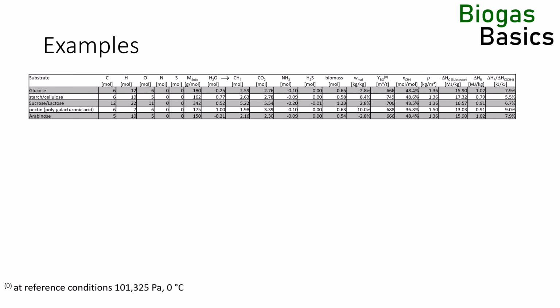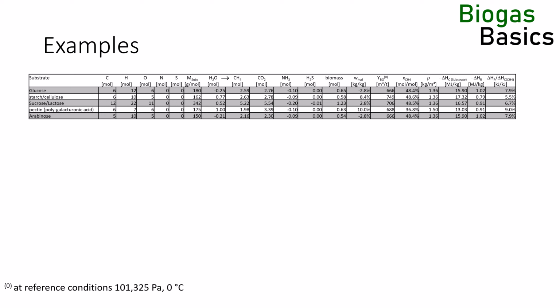I've given the composition of glucose, starch or cellulose, sucrose or lactose, pectin, and arabinose here as an example. We used starch and cellulose as an example to explain the Buswell formula. The water demand of the hydrolysis was 10%, the biogas yield was 830 cubic meters per ton, and the produced biogas consisted of 50% methane.